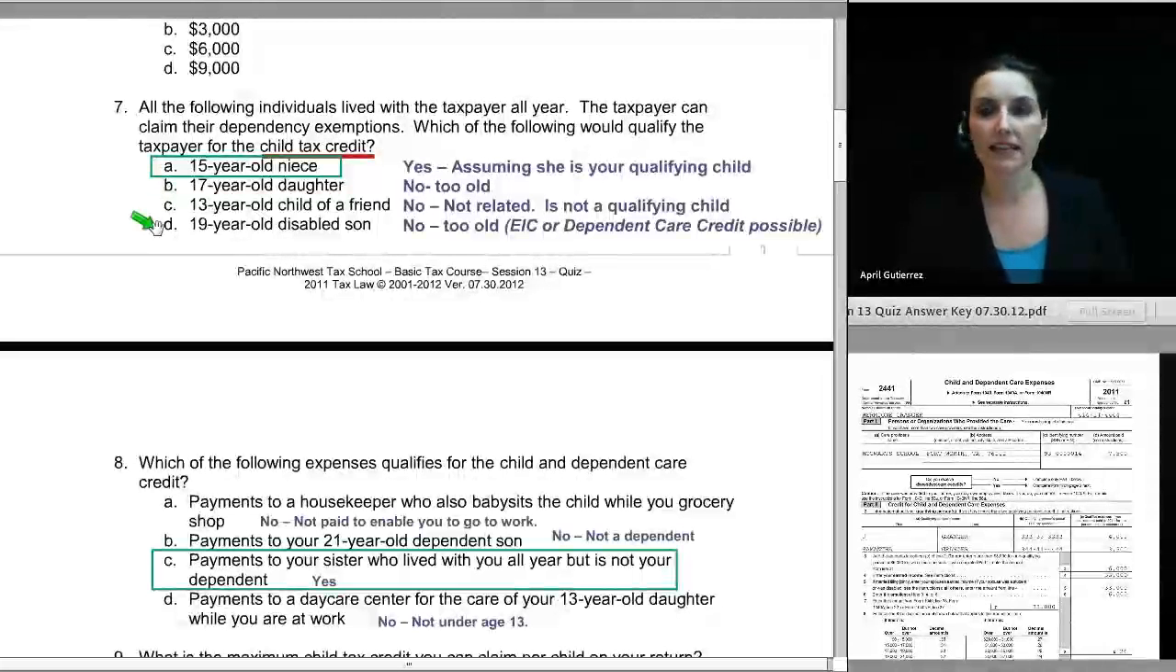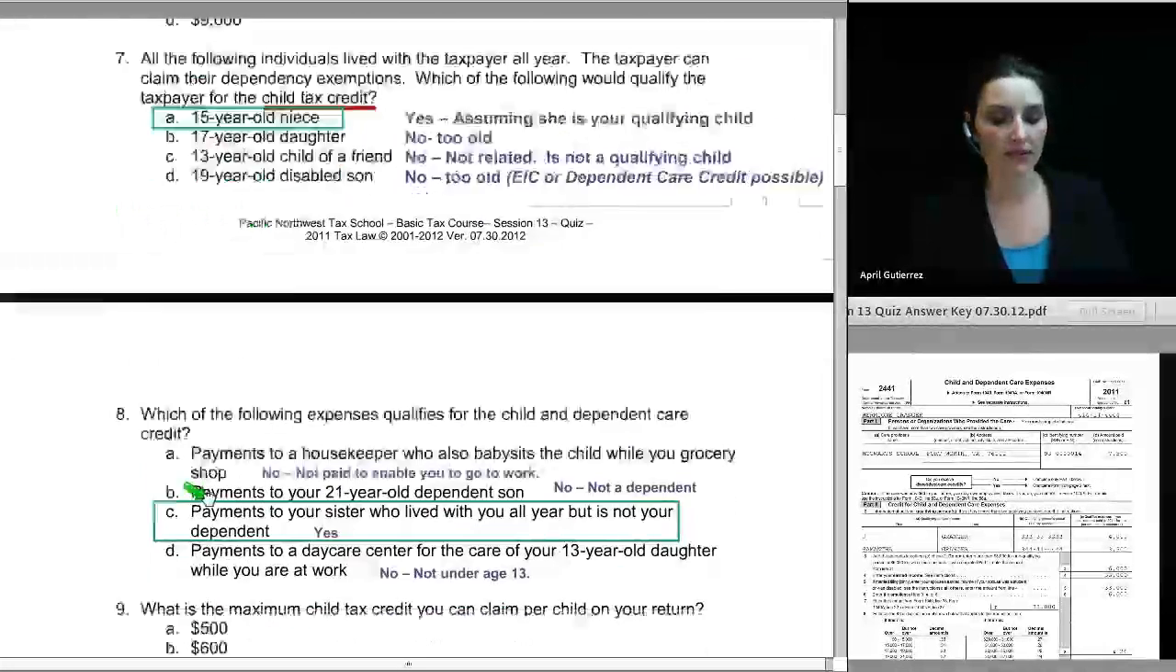And finally, D, 19-year-old disabled son. What's wrong with this? No, the son is too old. 19 is not under age 17. It's older than 17. So D is not the correct answer, but I should point out that a disabled son could qualify an individual for the Earned Income Credit and could also qualify an individual for the Dependent Care Credit, just depending on the level of the disability. So 7A is the correct answer.